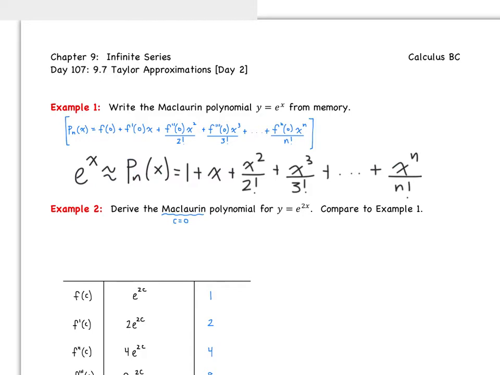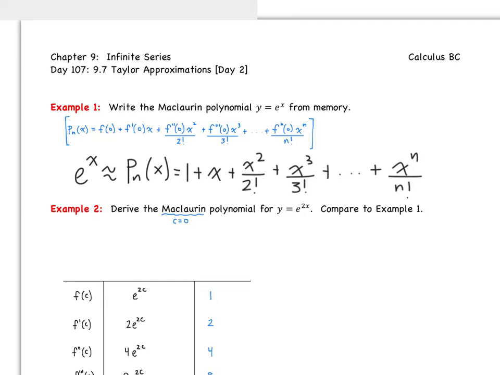Okay, so did you remember that the polynomial that represents the function e to the x is 1 plus x plus x squared over 2 factorial plus x cubed over 3 factorial, and so on and so forth, all the way up to x to the n over n factorial? So it certainly does help to memorize this, and we will talk about the ones that we should have memorized as we get more practice.